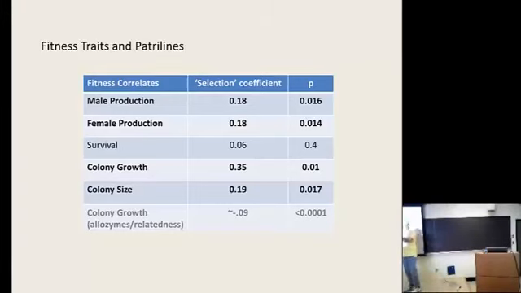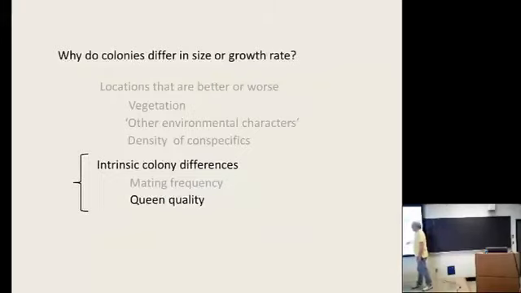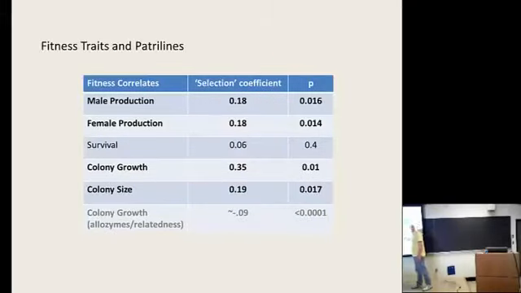Okay. So there are intrinsic differences among colonies. There are these mating frequency differences that cause differences in fitness, possibly by modulating patterns of colony growth, resulting in increased colony size, which then cascades into increased reproductive output.